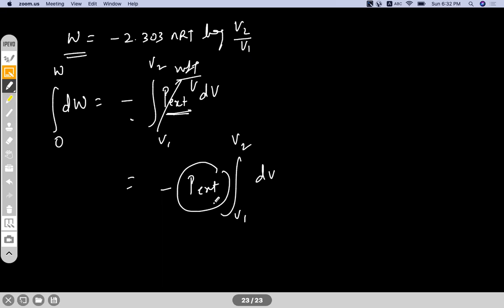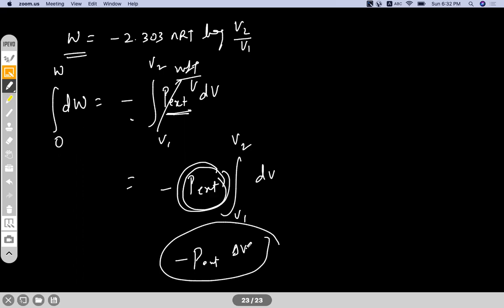If it is irreversible process, we'll discuss irreversible now, then we can take this P external out because in an irreversible process P external is constant over there. And then directly the answer would be minus P external delta V. This is the work done we have in all irreversible process. Did you get it now?